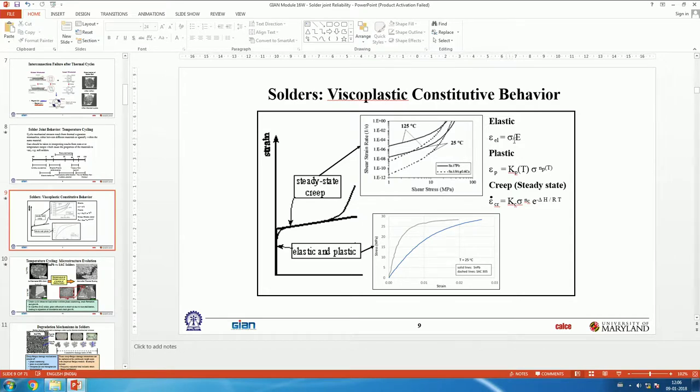Stress and strain are linearly proportional. The constant is Young's modulus. And this is a power law relationship between strain and stress when it comes to plastic deformation. And then you get creep deformation.